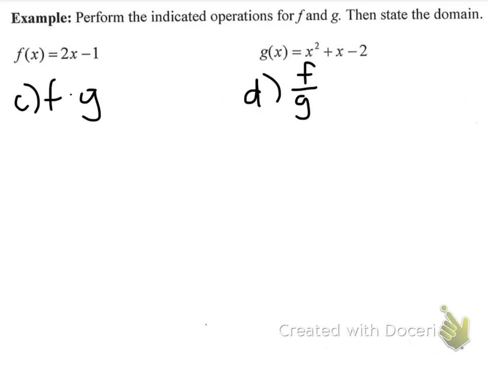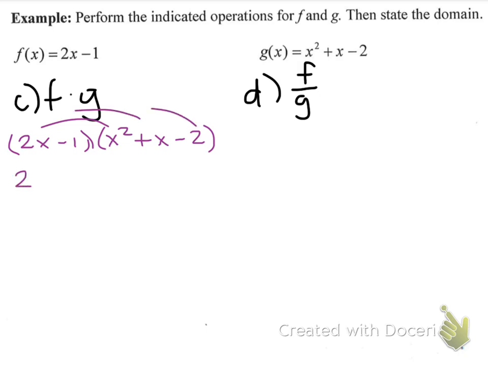So now we're going to multiply them. So I have 2x minus 1 and x squared plus x minus 2. So those of you who do the box method, you're going to draw a 2 by 3 box. Otherwise, you're just going to distribute. So I'll have a 2x cubed plus 2x squared minus a 4x.